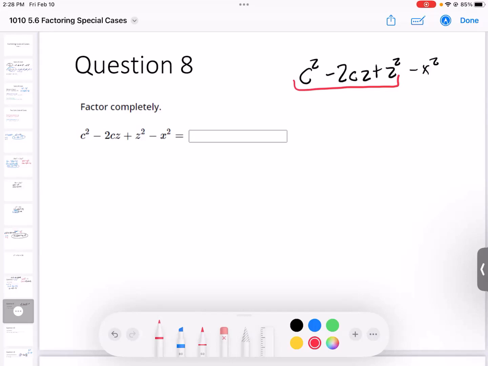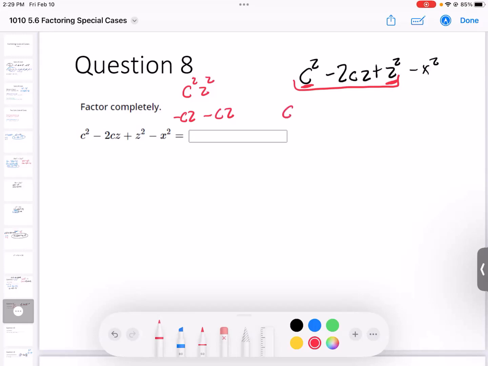So if I focus on just factoring that, that's a trinomial. So I can use what we learned yesterday, multiply my first and last together, and I get c squared z squared. And what are two things that multiply to c squared z squared but add to negative 2cz? Because if I do negative cz times negative cz, that will give me positive c squared z squared. If I add those together, that will give me negative 2cz. So many c's and z's.